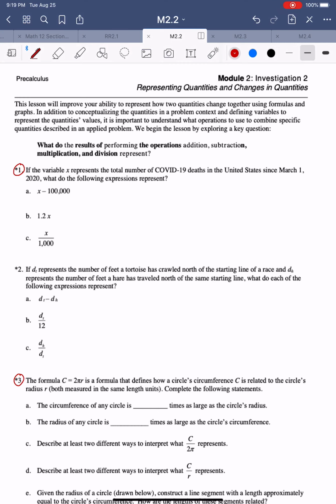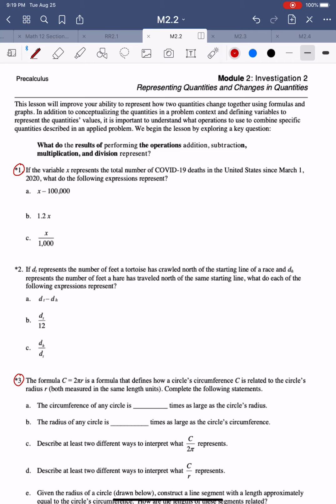Hello, this section is module 2, investigation 2: representing quantities and change in quantities. This lesson will improve your ability to represent how two quantities change together using formulas and graphs. In addition to conceptualizing the quantities in a problem context and defining a variable to represent the quantity's value, it is important to understand what operation to use to combine specific quantities described in an applied problem. We begin the lesson with exploring a key question.